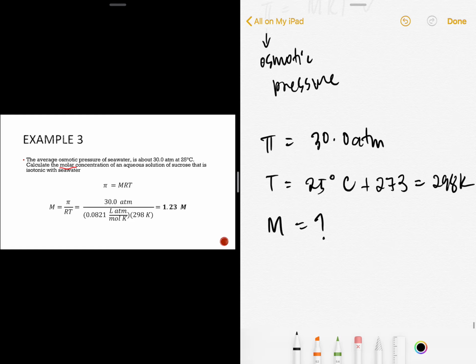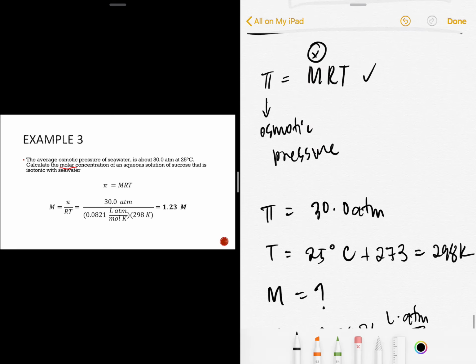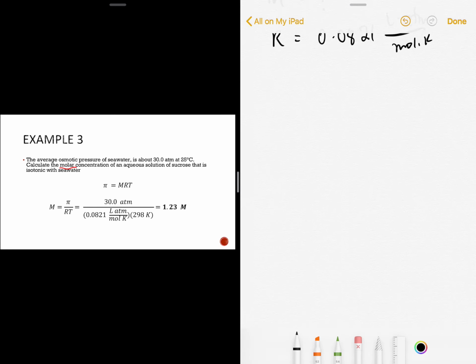Now, what is the R? The R is the gas constant, and you should memorize this. This is 0.0821 liter atmosphere per mole Kelvin. Now you're asked to solve for the molarity. Manipulate the equation. Isolate the term for molarity.